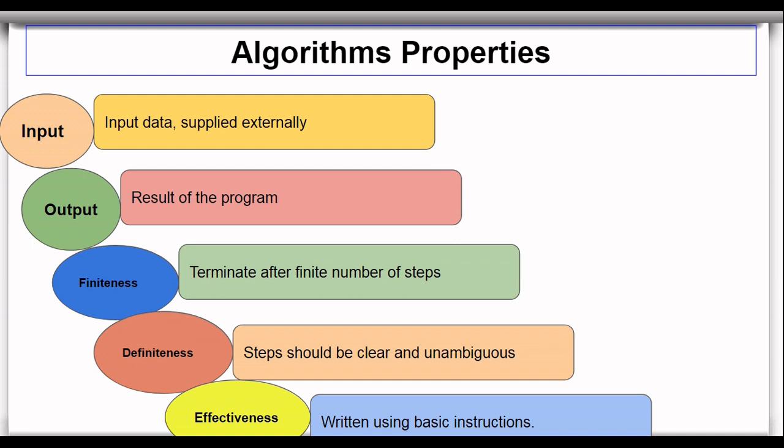Next is definiteness. The steps should be clear and unambiguous. Last one is effectiveness. An algorithm should be written using basic instructions. It should be feasible to convert your algorithm to a computer program, because you are writing the algorithm for a computer program. So it must be feasible to convert the algorithm into a computer program.